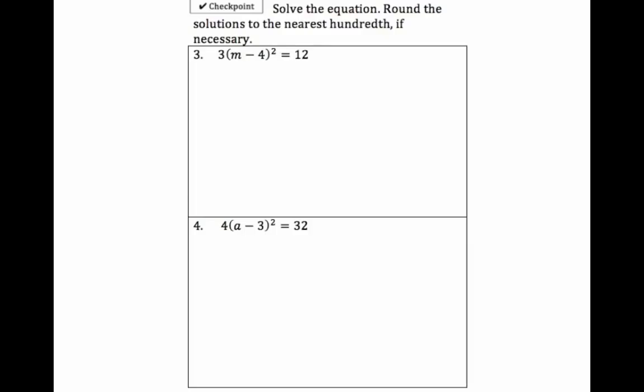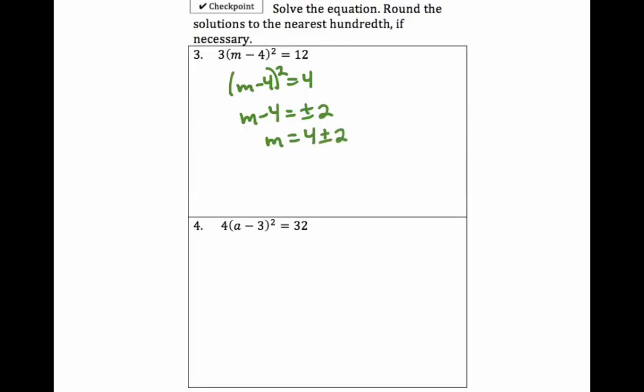All right, so let's see how you did. Well, what I had to do was I had to divide both sides by 3, so I ended up with m minus 4 squared equals 4. And then I had to take the square root of both sides. m minus 4 equals plus or minus 2. And so if I add 4 to both sides, I'll end up with m equals 4 plus or minus 2.